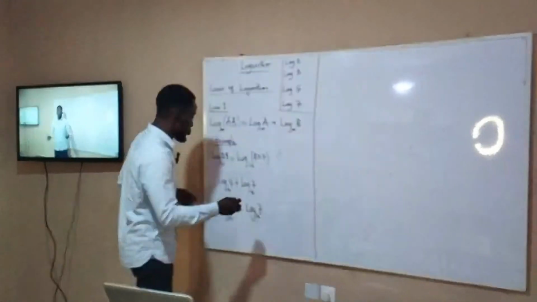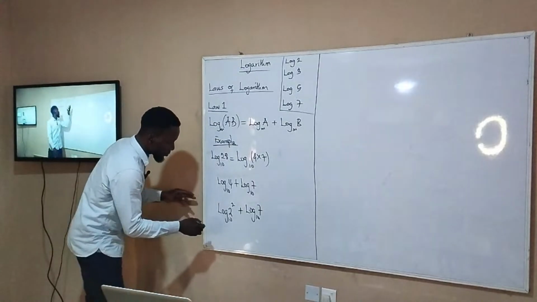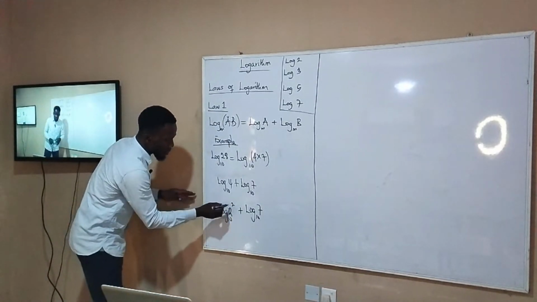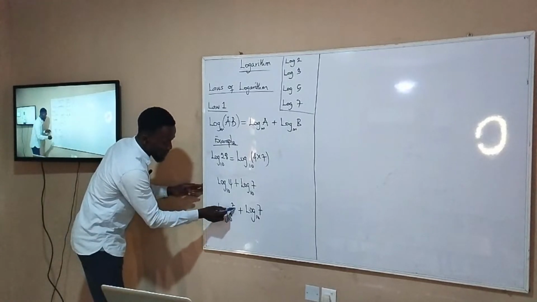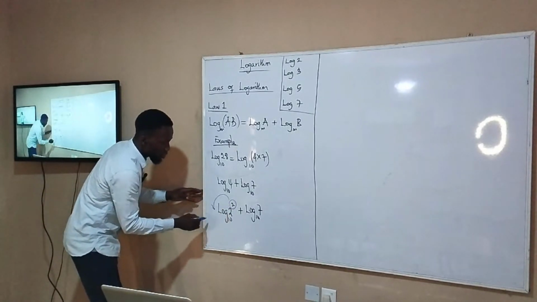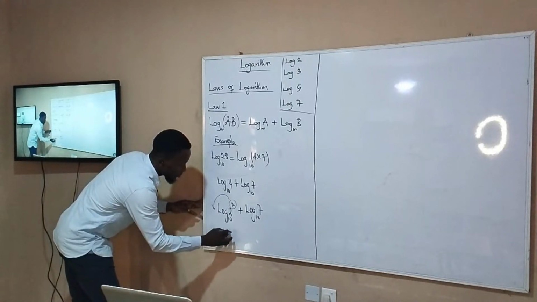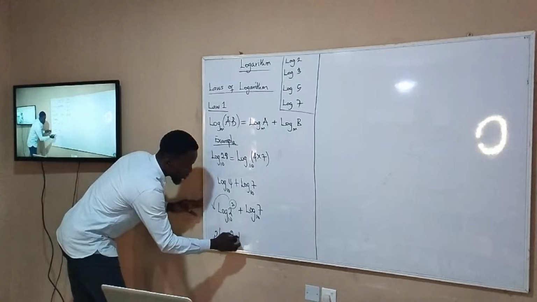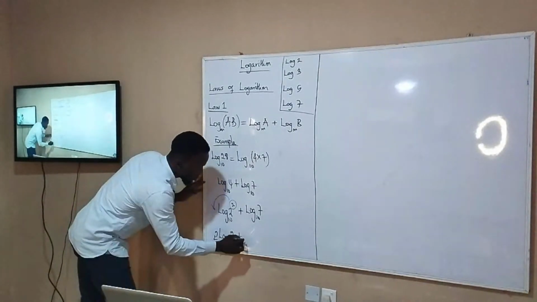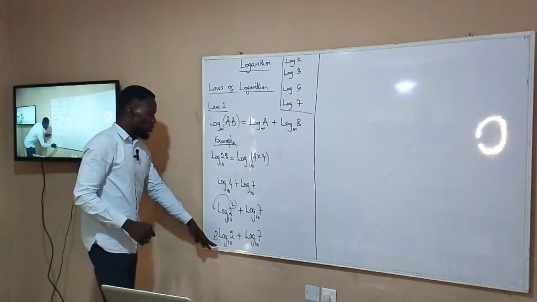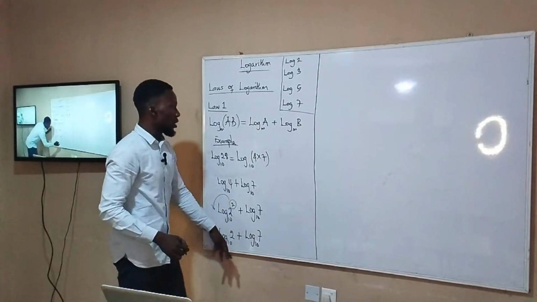So let us quickly do this. So here, this 2 raised to power 2, whenever we have something of this nature, this 2 will drop to this place. So we'll be having 2 log 2 base 10 plus, 7 remains, log 7 base 10. So we are going to find the value of log 2 base 10 and log 7 base 10.